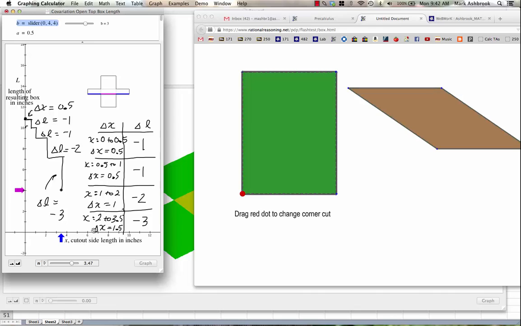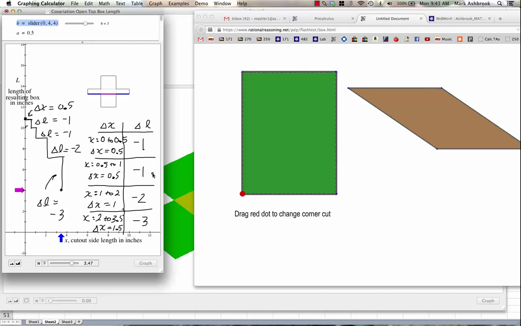Someone said constant rate of change. Why? Because equal changes in X result in consistent changes in L. That was one of our perspectives on constant rate. Where did we see that? In the first two. Here's a change to X of 0.5. Here's another change to X of 0.5. And what was the resulting change in L? -1 both times. So equal changes in X result in consistent changes in L.